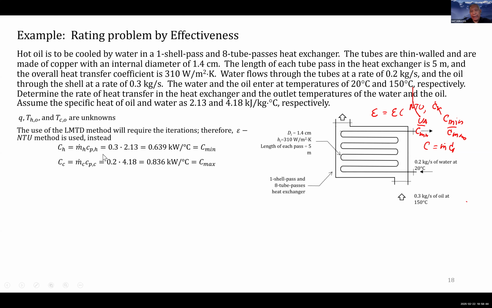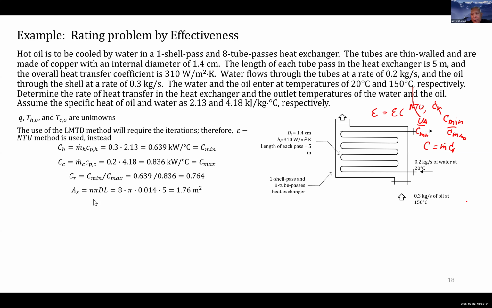We just substitute everything which is given by the problem itself. CP is already given over here, plug in here, and find out if CH or CC is C min. If one of them is C min, the other would be C max. Right there, CH equal to this, CC equal to this, and this is C max, and this is C min. At first you can find the CR, which is big C min over big C max.